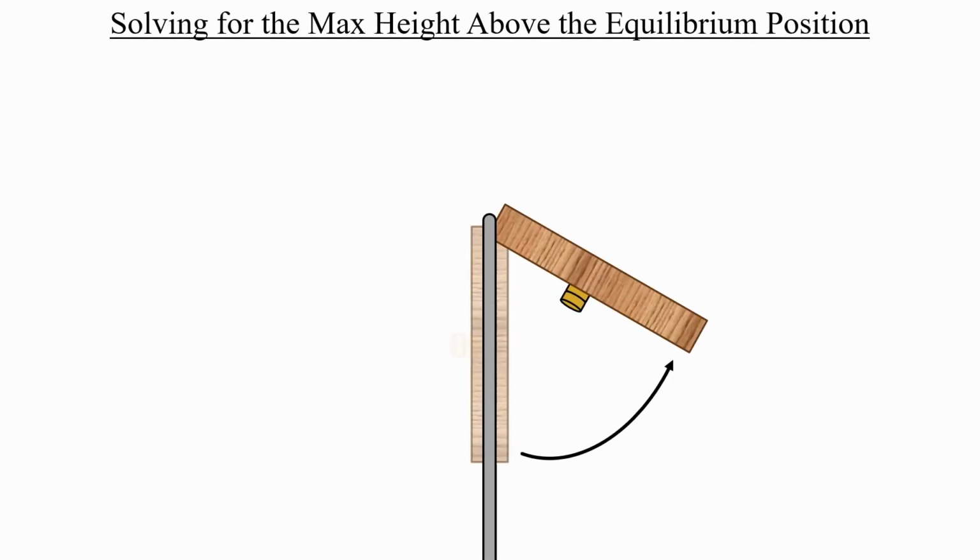We want to solve for the maximum height of the board's center during the rotation. The easiest way to do that is to set the center of the board at y equal to 0 when it's in the equilibrium position. Then once the board and the bullet reach the farthest point in the swing, the center will be at some maximum y position above 0. And this is where the conservation of energy equation comes in.